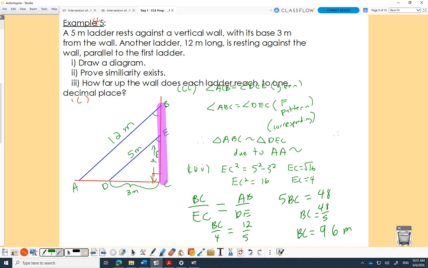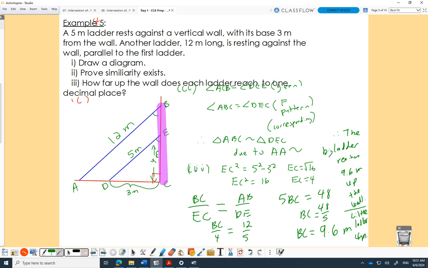Therefore, the ladder reaches 9.6 meters up the wall. How far up the wall does each ladder reach? Oh! The big ladder. Little ladder.